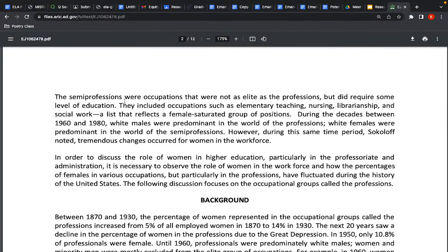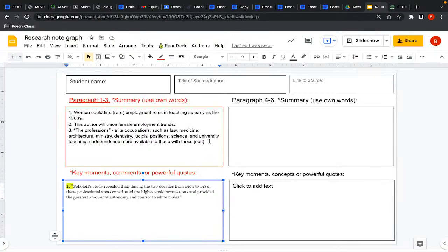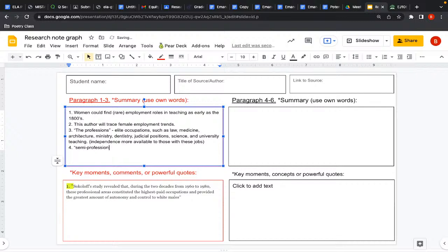So the semi-professions were occupations that were not as elite as the professions. The semi-professions. Let's record that. Semi. Okay, this is terminology that I'm not really familiar with. I've heard these words, but in this context I don't understand them, or I haven't heard them in this kind of conversation. So that's why I should be recording these here. Your note should be a place for you to record things you don't know. So semi-professions, I forgot what they said about it.